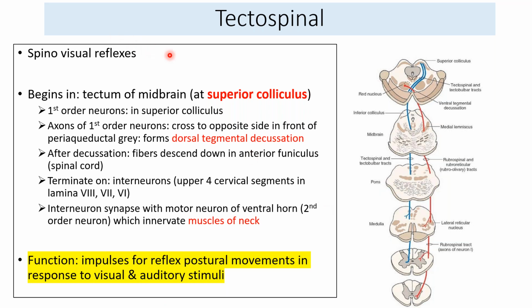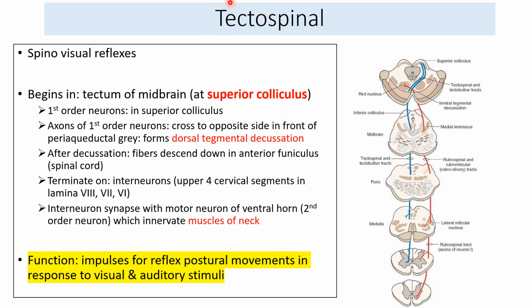Tectospinal tract is a spino-visual tract which is involved in the impulses for reflex postural movements in response to visual and auditory stimuli. So in response to visual and auditory stimuli, you have reflex postural movements. Like if you hear something or if you see something, your entire body will shift towards that source of stimuli. So this is brought about by the tectospinal.